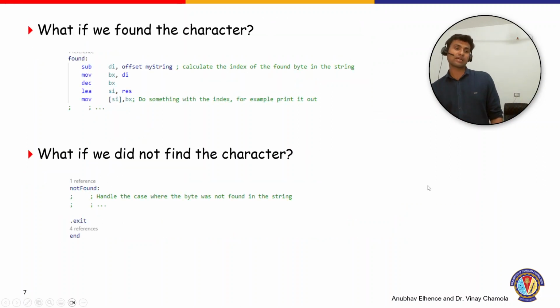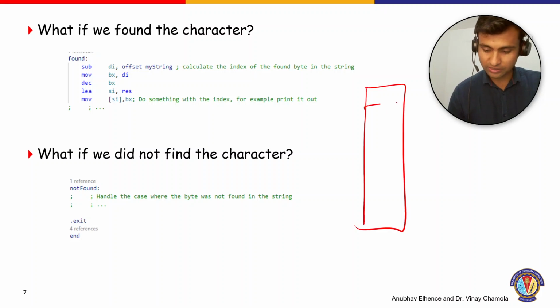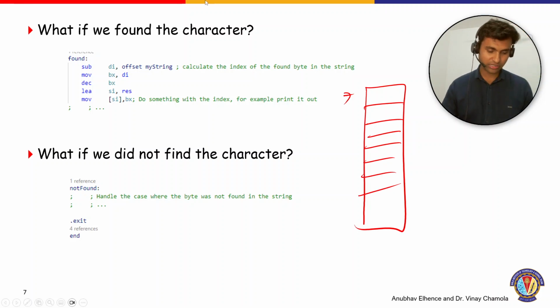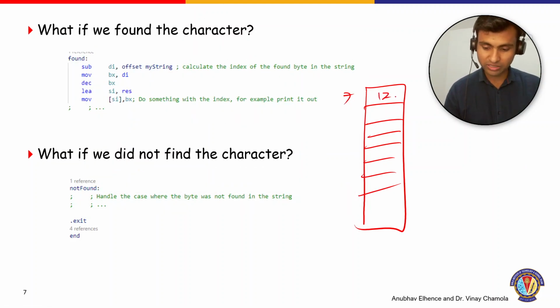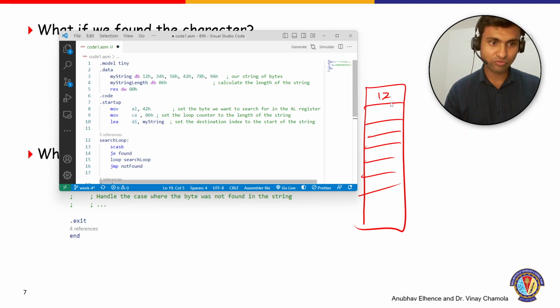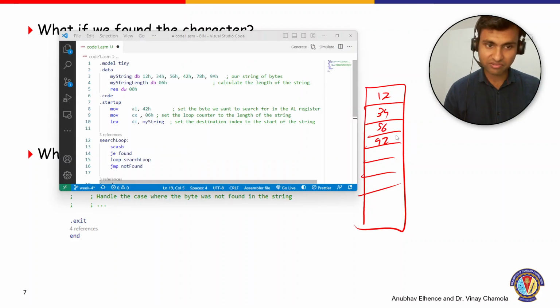What if we found the character? Here, look at it properly, right now, if this was my memory location, DI started from this point. Let's just quickly check what memory contents we have. Here we have 12, 34, 56, 42, 34, 56, 42, and then we have 78, 9a.